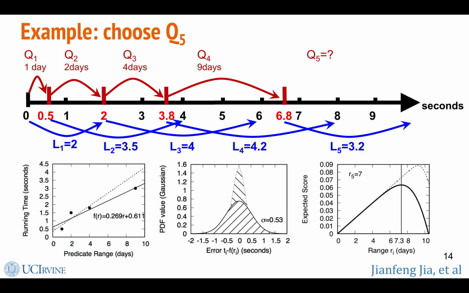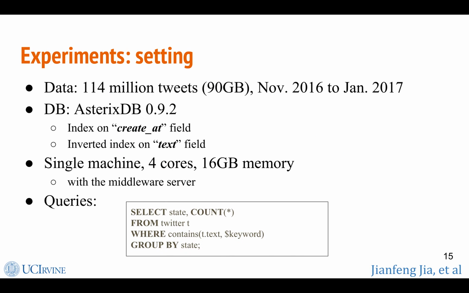At this moment, the mini query executor will pass the 9-day and 3-second runtime statistics to the estimator. The estimator will update its linear regression and confidence models. Then we can use the updated model with the new data to better predict the range of Q5. This process runs for every mini query until the entire query has finished.